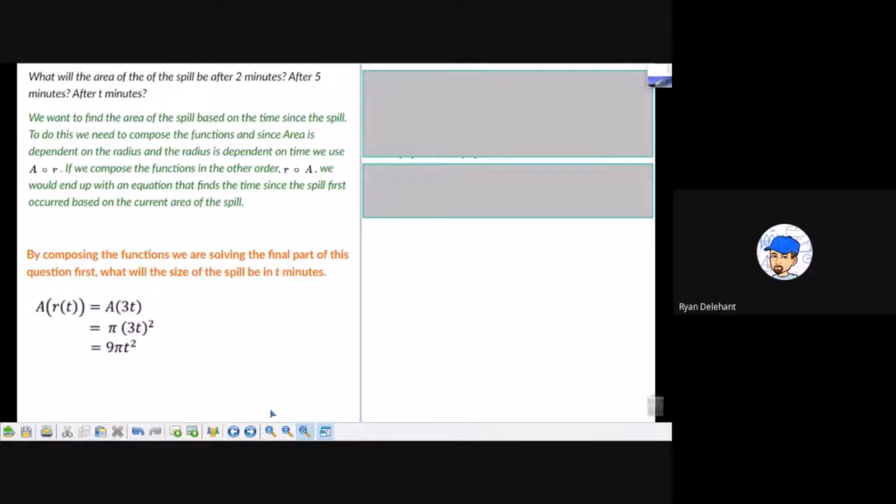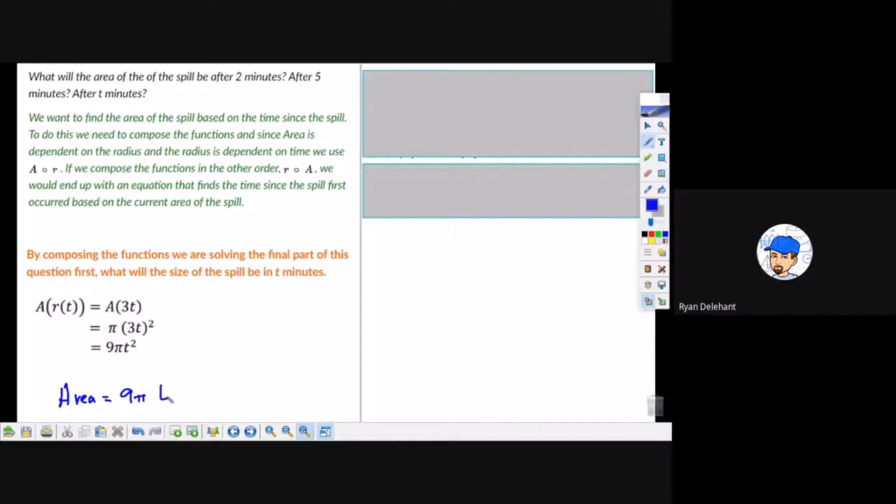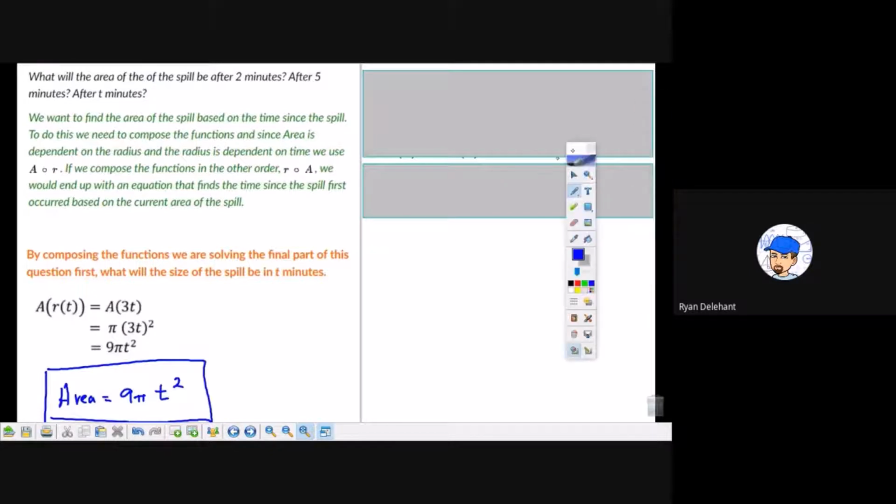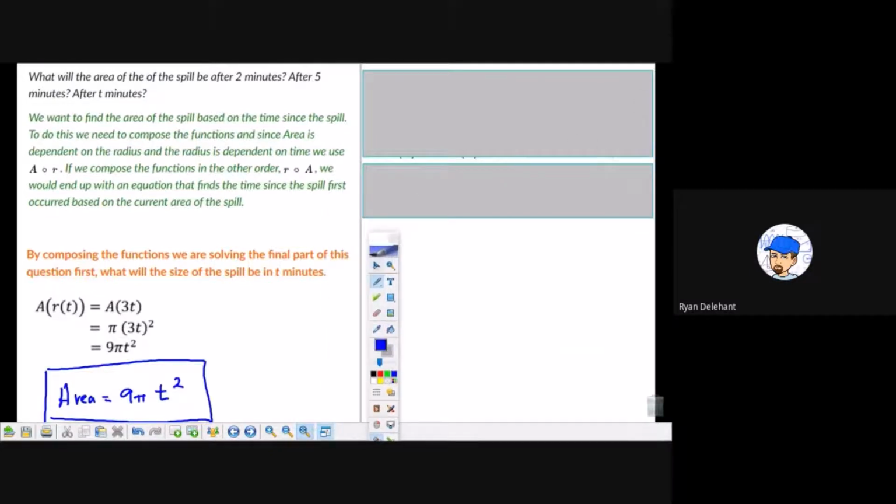So what we just found here is the area of this spill after time t. So the area is equal to 9 pi, the time since the spill, squared, because we knew how the time since the spill was related to the radius and we subbed that in. So this is actually the answer to the last part. And then we can use that to find answers to the previous stuff.